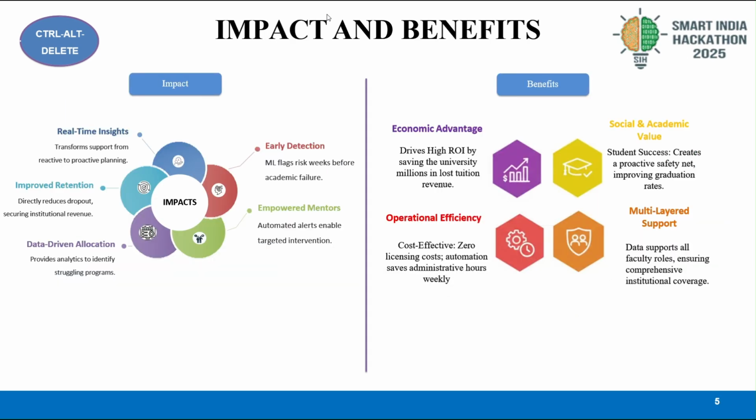for the system. Coming to impacts and benefits. So, what is the ultimate impact of implementing PRISM? The benefits are comprehensive. It offers real-time insights, transforming support from reactive to proactive planning. It allows for early detection, flagging at-risk students weeks before academic failure, which is crucial for implementing intervention. This directly empowers mentors with automated targeted alerts. The most significant result is improved retention, which helps students achieve their goals and secure institutional revenue. Lastly, it enables data-driven allocation of resources by helping administrations identify struggling programs.